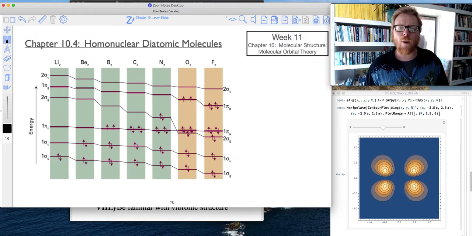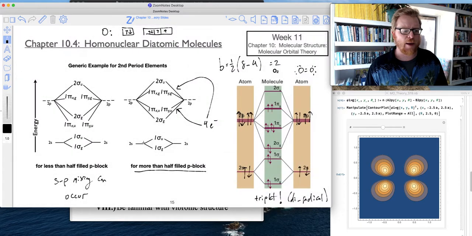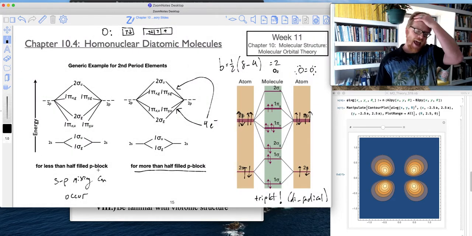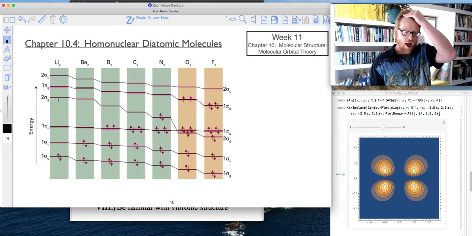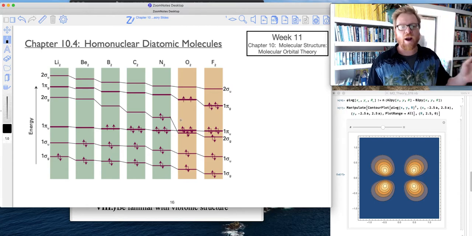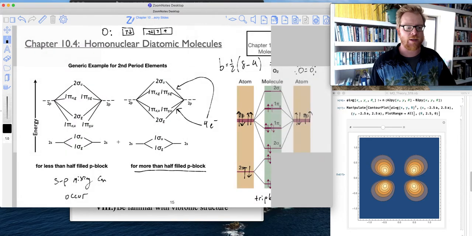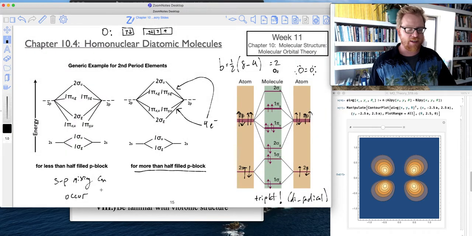And oh my, wait, no, I lied to you guys. I knew I had that backwards. I'm sorry about that. S and P mixing can occur, and it's the S and P mixing that greatly lowers the 2 sigma g orbital. I knew that didn't make sense when it came out. So S and P mixing can occur and lowers 2 sigma g. Okay, apologies there.